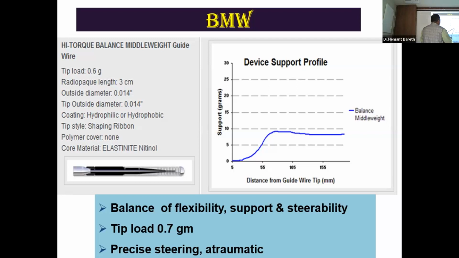So as you can see, the support is less than 10, it is about 8. Lateral support of a BMW wire is 8. So it comes in that category. Tip load is 0.7 for the Universal. It has a good balance of flexibility and steerability, and a precise atraumatic tip.